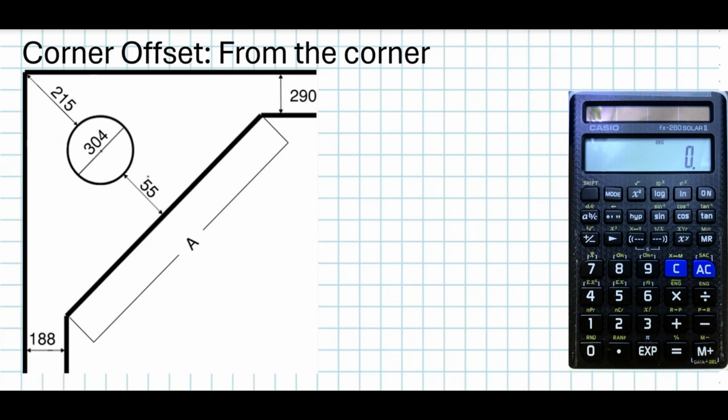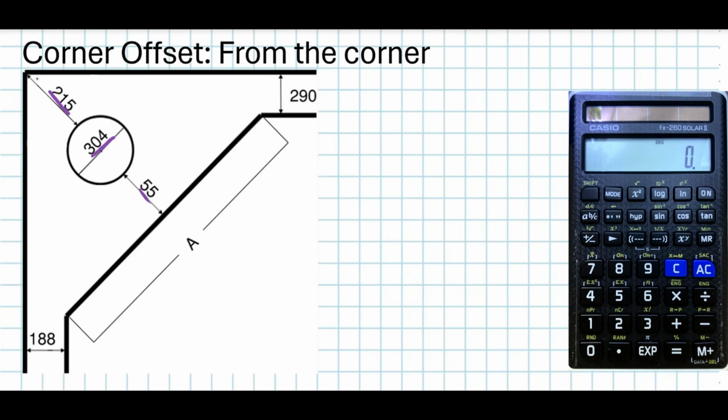Corner offsets from the corner. So for this particular problem, we're going to try to figure out the piping using these measurements from the corner all the way down to our pipe. Okay, so we need to solve for A. So the numbers we're working with first are going to be the 215, the 304, and the 55.